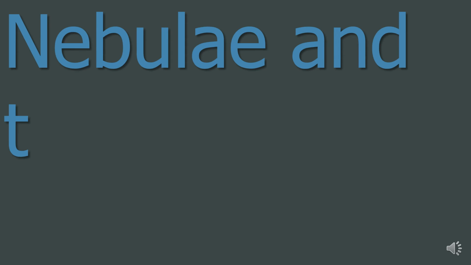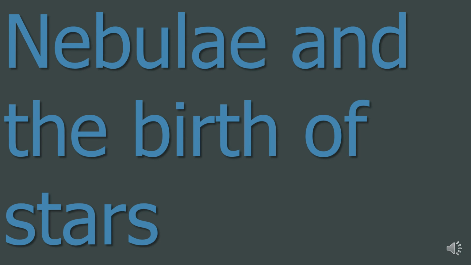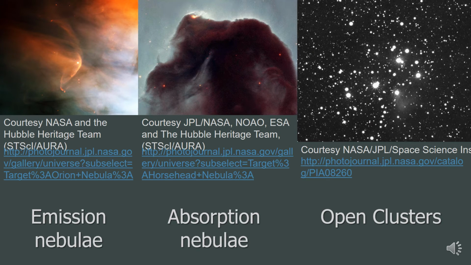2. Nebulae and the birth of stars. A nebula is an interstellar cloud of gas, mainly comprised of hydrogen, helium, and other ionized gases and dust. An emission nebula is a nebula where the gases inside it are excited by the stars inside the nebula. Emission nebulae are the site of ongoing star formation.